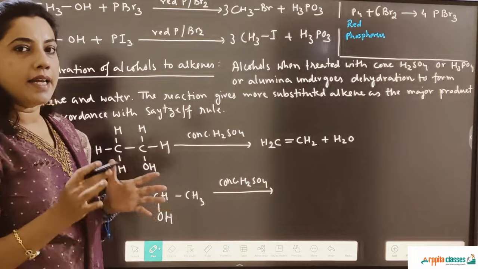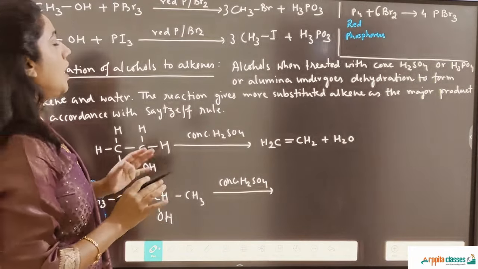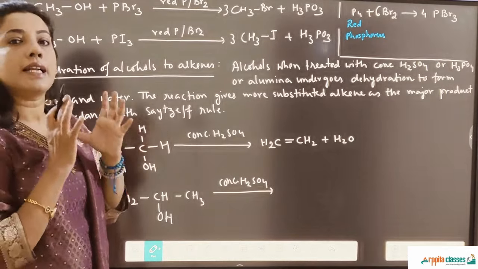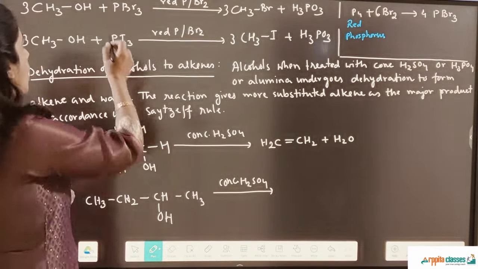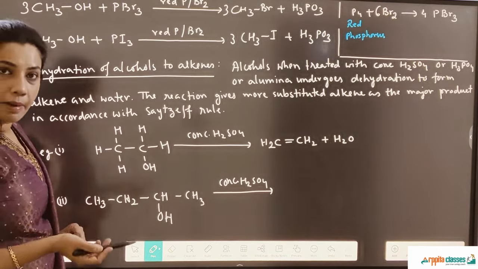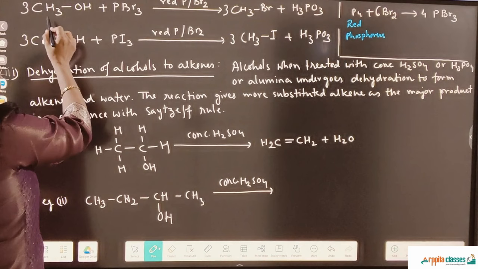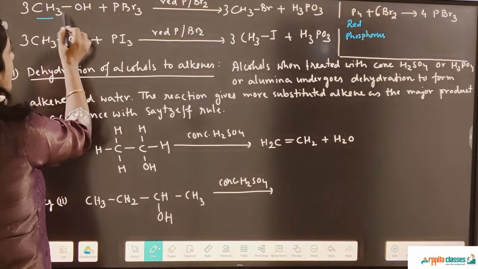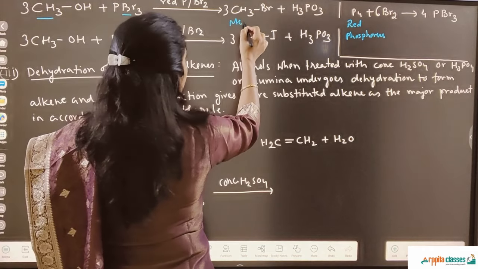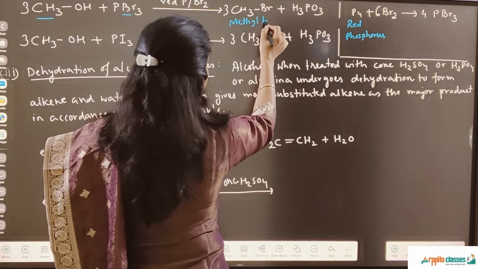So we are not adding PBr3 directly in the reaction. Instead, we are adding red phosphorus and Br2 in situ, that is inside the reaction mixture, along with alcohol. These two first react to give you PBr3, which is our main reagent, and then this reacts. So PBr3 will give you 3CH3Br, which is methyl bromide. This is our main product.